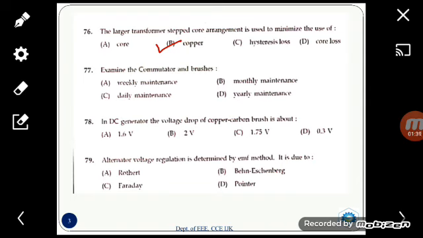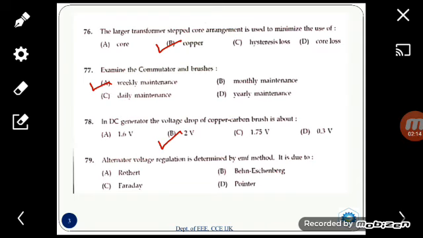Next question is: examine the commutator and brushes. Option A weekly maintenance, option B monthly maintenance, option C daily maintenance, option D yearly maintenance. For commutator and brushes, weekly maintenance is required. So option A is correct. Next question is: in DC generator, the voltage drop of copper carbon brush is about. Normally, the voltage drop of brushes is treated as 2 volt. So option B is correct, 2 volt.